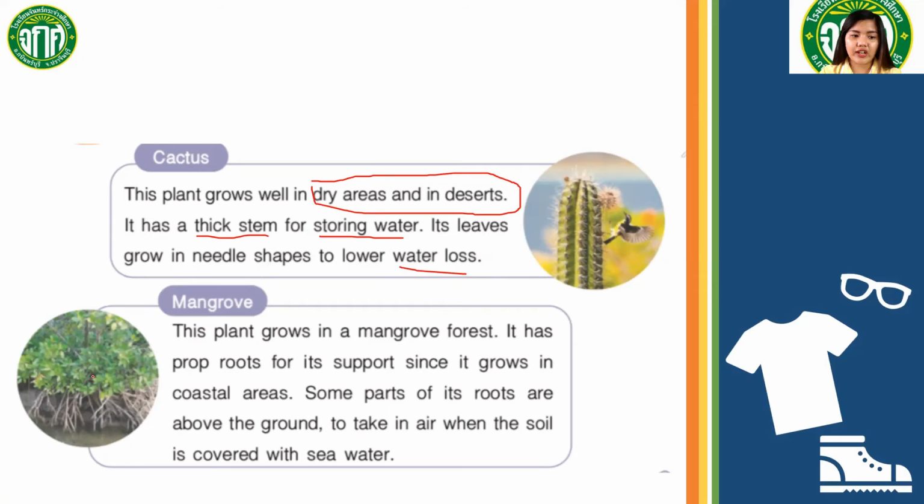Okay, next we have here mangrove tree. This plant grows in mangrove forest. It has prop roots for its support. Since it grows in coastal areas, some parts of its roots are above the ground to take in air when the soil is covered with sea water. So that is how mangroves survive in the coastal areas.